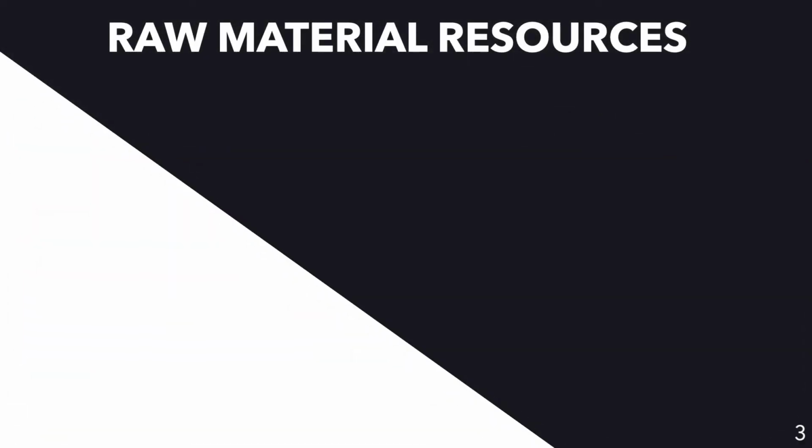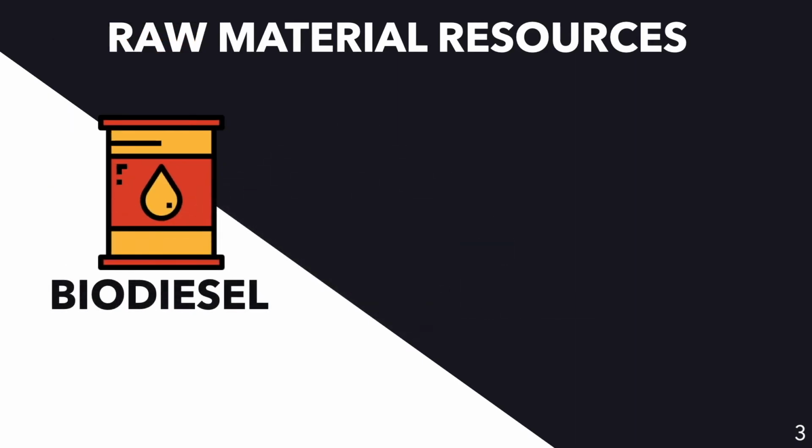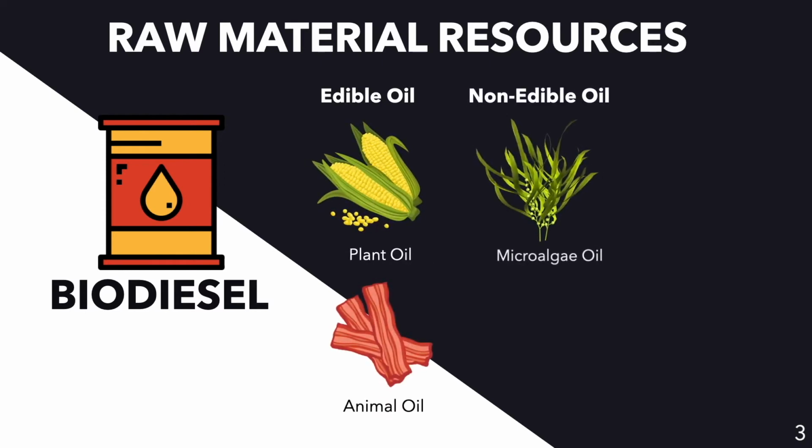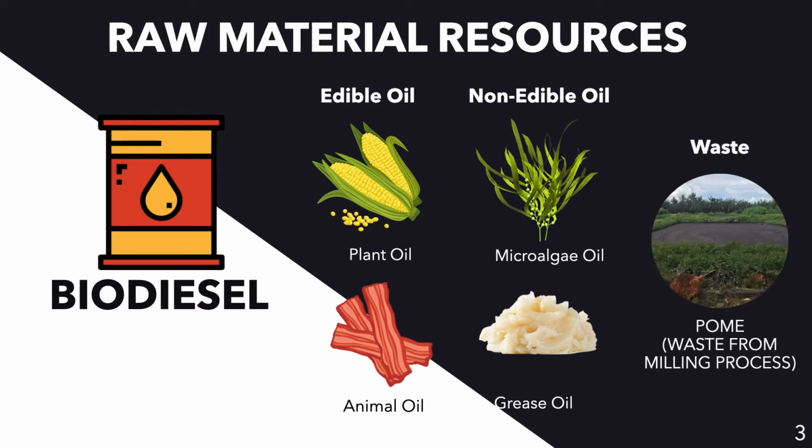This slide will show the raw materials. The raw material which can be used to produce biodiesel can be found in many places, such as edible oil and non-edible oil, as shown in the slide. But this research will focus on a raw material based on waste, the palm oil meal effluent from the palm oil milling process. Why this raw material is very interesting, I will explain in the next slide.